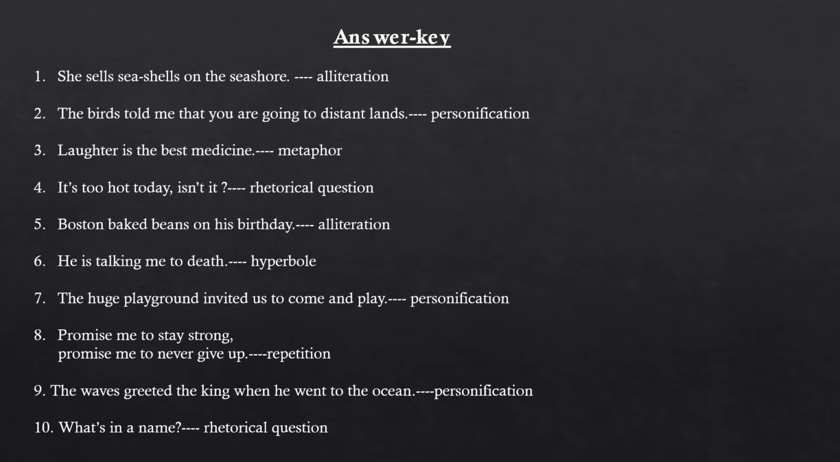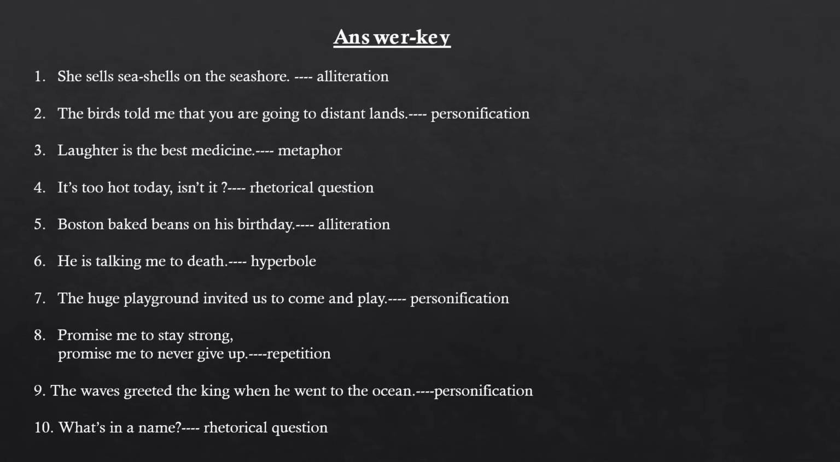The fourth sentence reads, it's too hot today, isn't it? It's an example of rhetorical question because when I say it's too hot today, isn't it? I mean that it is actually quite hot today. So I just want to make my point, and I want to enhance my argument that it is indeed a hot day today. So this is an example of rhetorical question.